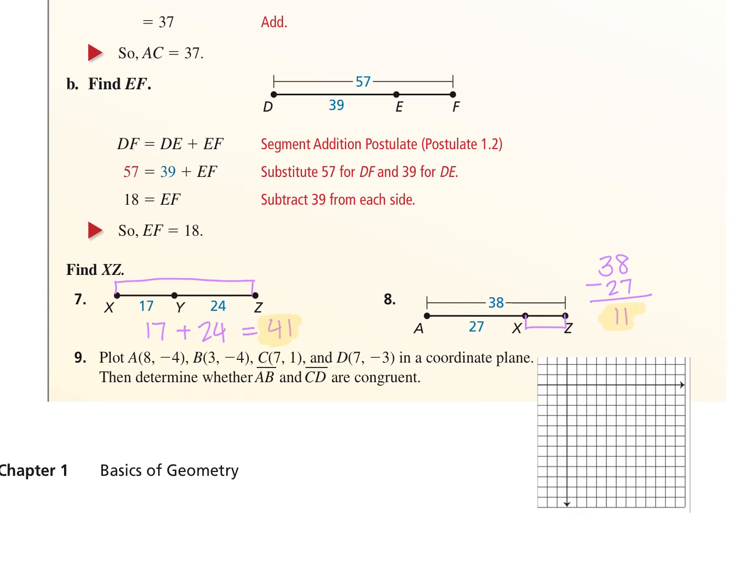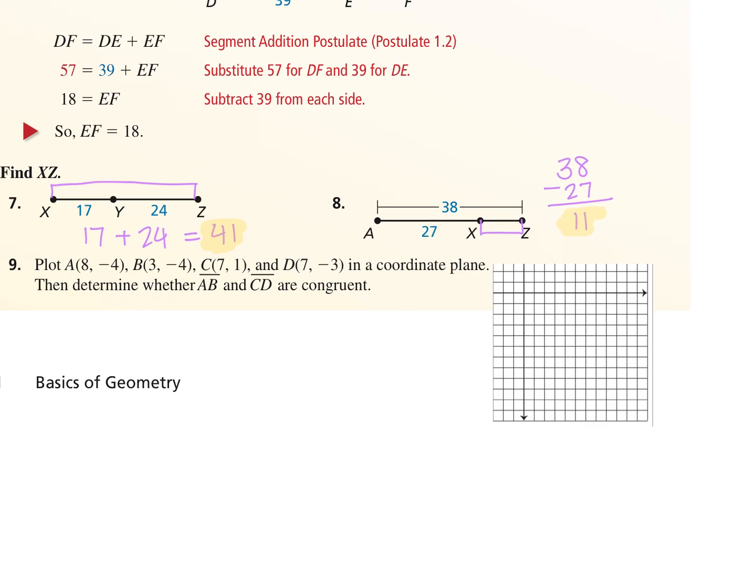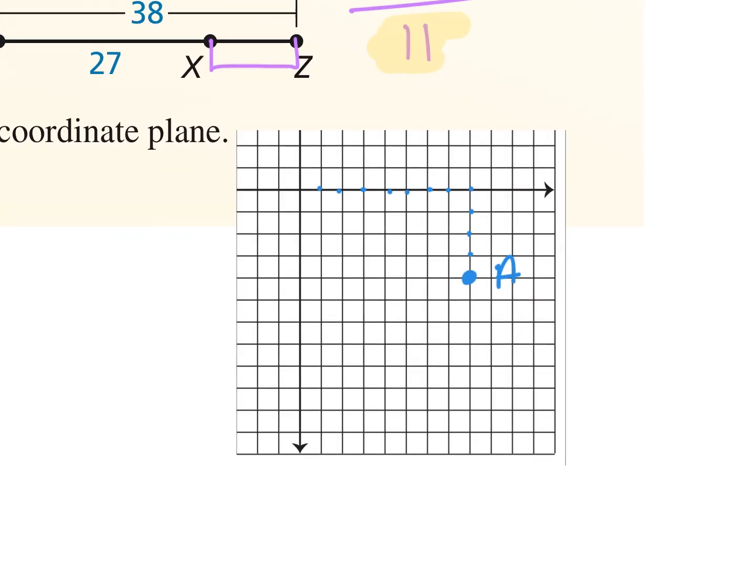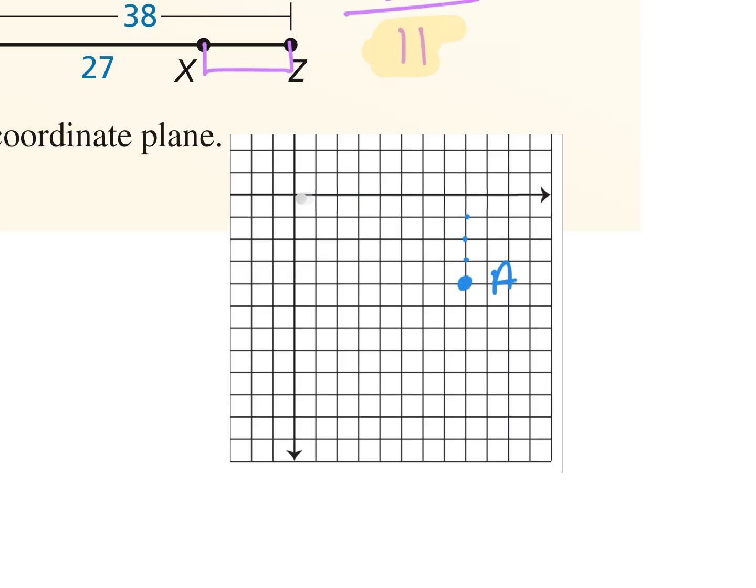Looking at number 9, it says plot the points in a coordinate plane. So hopefully you guys graphed. Then determine whether segment AB and segment CD are congruent. Graphing my points first, go ahead and do it in blue. I have 8, -4. 1, 2, 3, 4, 5, 6, 7, 8. 1, 2, 3, 4 right here. This is A. I'll zoom in so you can see it. There's my A. Try not to put these little dots, so I'm going to go ahead and erase them.